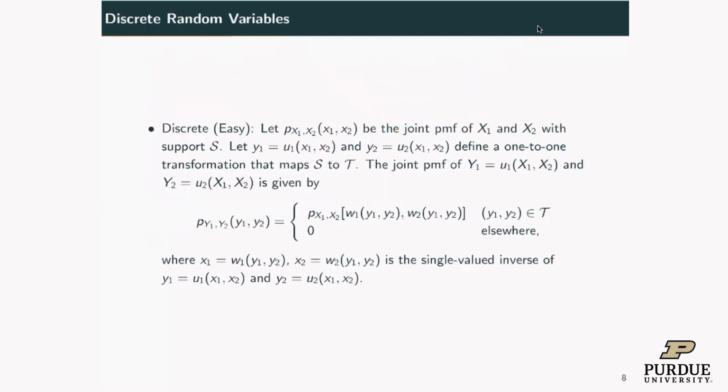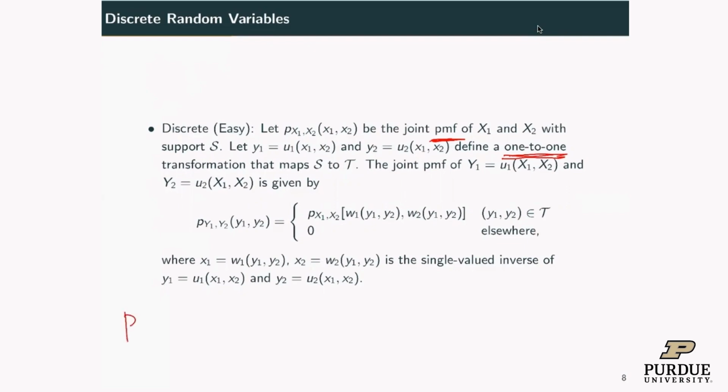For the discrete case, actually it's straightforward. That's very easy. For example, let P(x1, x2) be the joint PMF, discrete case. Now the transformation, we assume this transformation is 1 to 1. So 1 to 1 means you can get the inverse transformation. So the new random vector, y1 is u1(x1, x2), and y2 is u2(x1, x2). What's the joint PMF? The joint PMF, we can work it out directly.